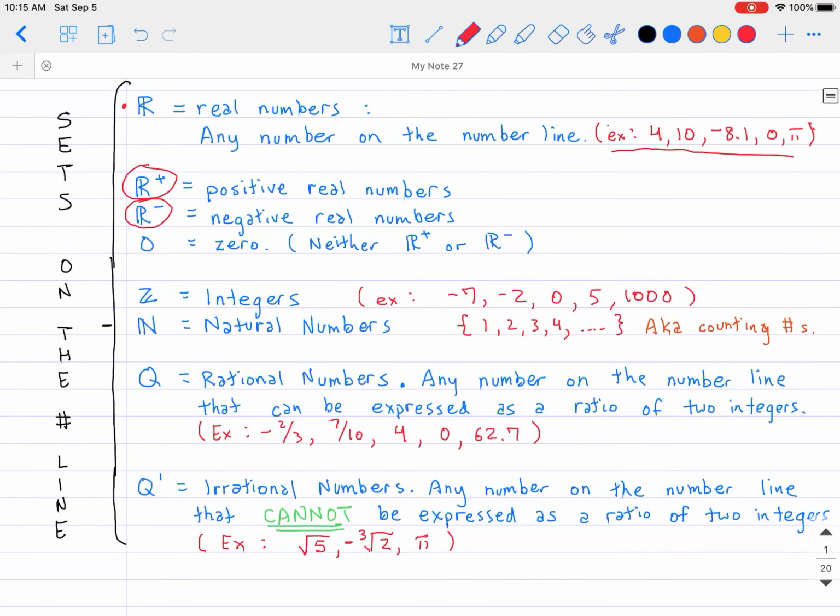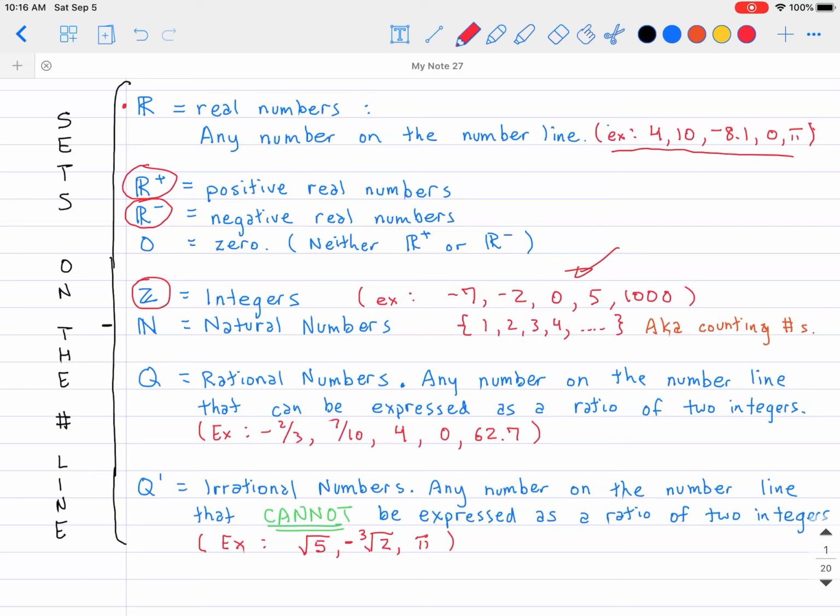Okay. Next, after that, we have the integers, which is denoted by this letter Z over here with a small little tail. Integers are basically just like whole numbers, and then also their negatives too. So for example, negative 7, negative 2, we have 0, 5, 1,000, and so forth, okay?